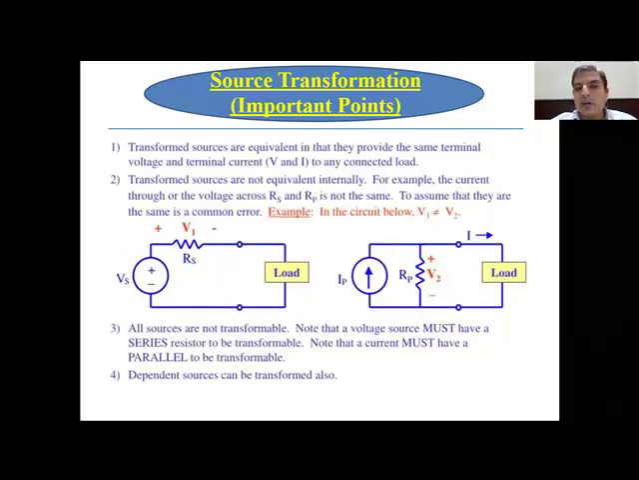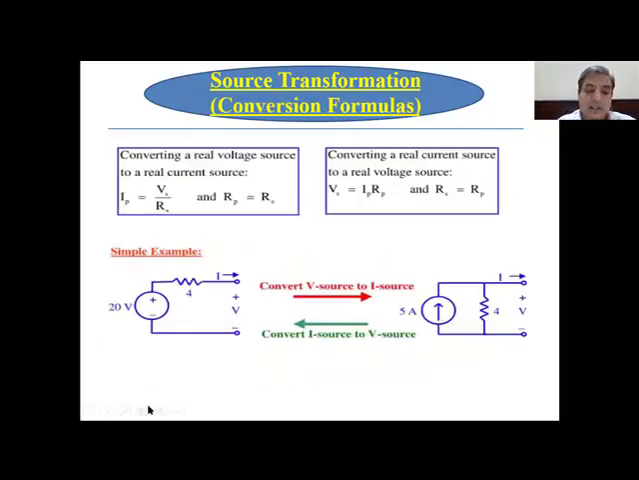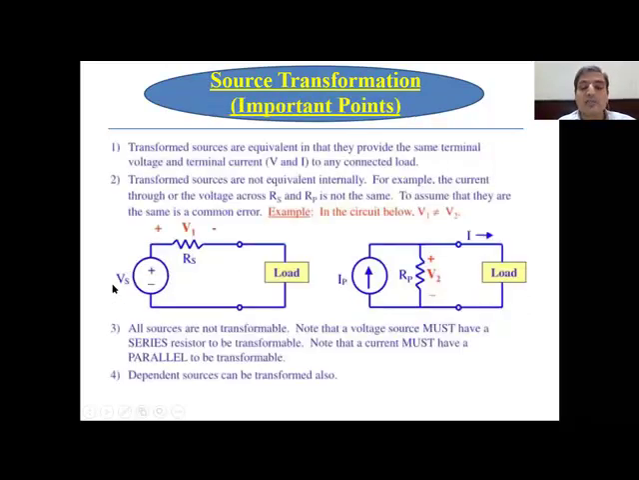Transformed sources are equivalent in that they provide the same terminal voltage and terminal current to any connected load. We have seen this in the last slide. This terminal voltage V and terminal current will be the same in both cases. This will not be changed. We are only changing the form of the sources, voltage to current, current to voltage. In the transformed form also, they will provide the same terminal voltage and same terminal current to the connected load.